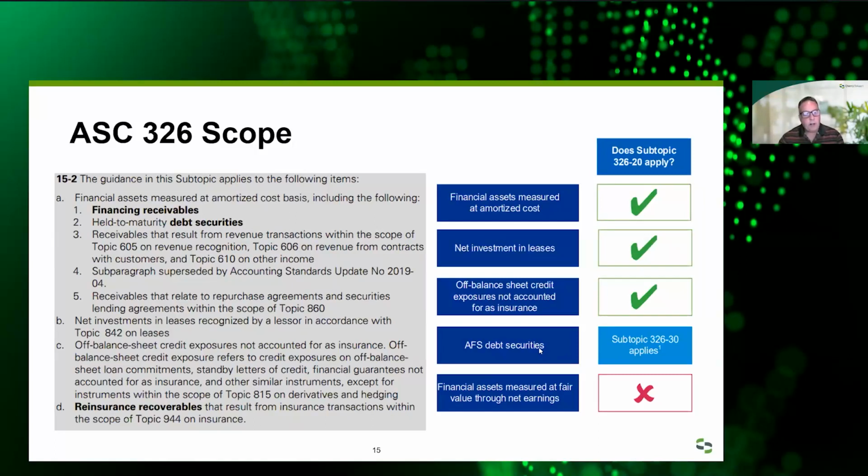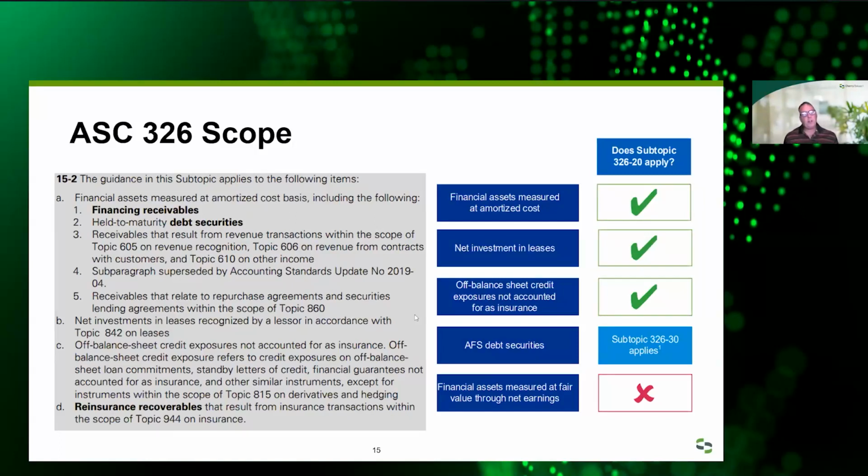They often have little credit risk, but technically they're in scope. Any receivable that results from revenue under 605, 606 or 610 is in scope. Also, receivables related to repurchase agreements are technically in scope. I'm guessing there probably aren't many non-FS clients that have these, but to the extent that you have repurchase agreements and there are collateral maintenance provisions, i.e. you've got cash covering those positions, there's an expedient that also takes those out of scope.